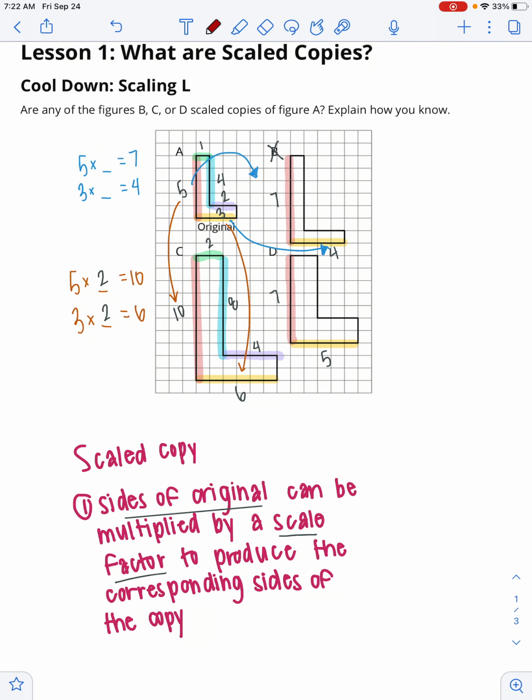That's a really thick marker. C is a scale copy. That's our answer. Now we could also check D, but right away I'm noticing that we have the same problem we had with B. 5 times something is 7, and 3 times something is 5. I already know that it's not going to be the same number. We're not multiplying by the same number. So that means C is the only scale copy.